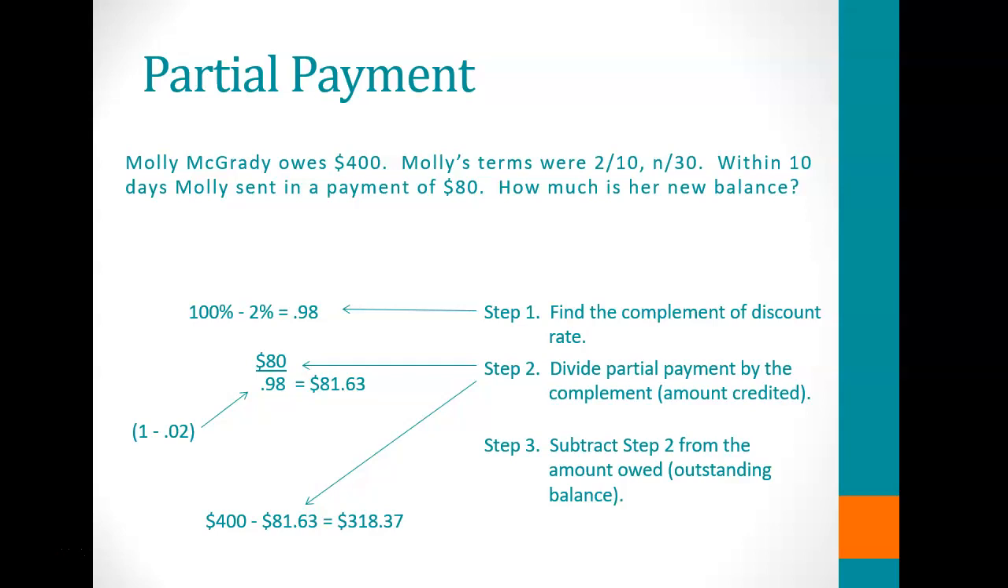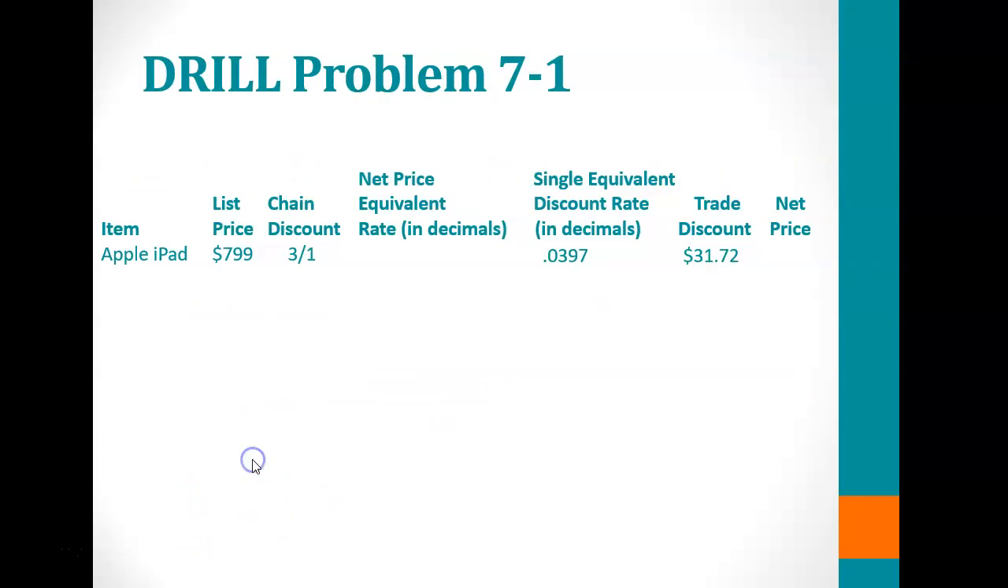Therefore, the remaining balance owed to this company would be $318.37. So again, with a partial payment, you're going to take the amount paid, divide that by the complement as a rate, which is 100% minus the discount rate, subtract that number from the list price, and the remaining balance owed would be $318.37. So if a partial payment is allowed, this is how you would calculate the discount on that partial payment. Okay, let's look at a few different problems, and we'll be done for the second half.